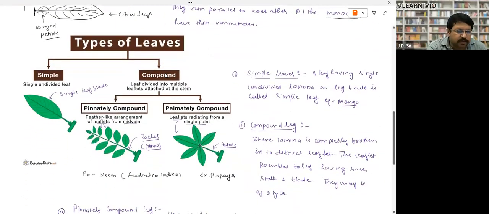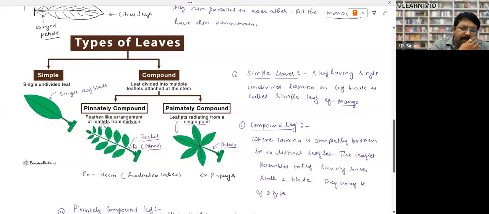Now types of the leaf. Leaves are of two types: simple leaf and compound leaf. Simple leaf has a single undivided leaf, while there is a single leaflet. Compound leaf is divided into multiple leaflets, attached to the stem. This may be of two types: pinnately compound and palmately compound.